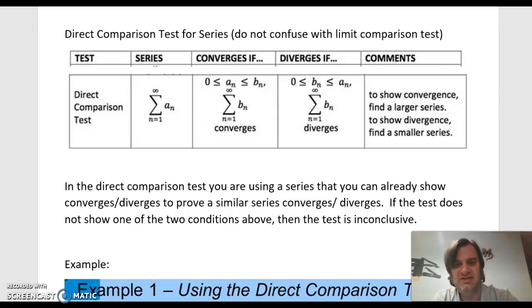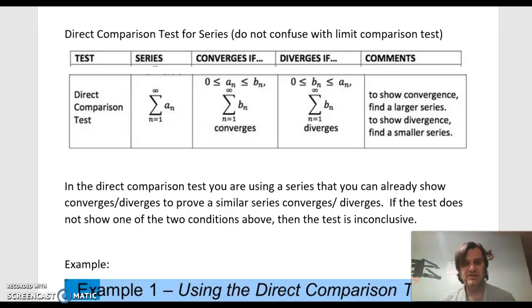Hey, it's Mr. Allred, and I want to talk about the direct comparison test for series. Sometimes it's just called the comparison test. Now, there is something called the limit comparison test, and it's usually labeled that way a little bit later on. So be aware of that and try not to confuse them, because if you do a Google search, you'll probably get a mixture of both.